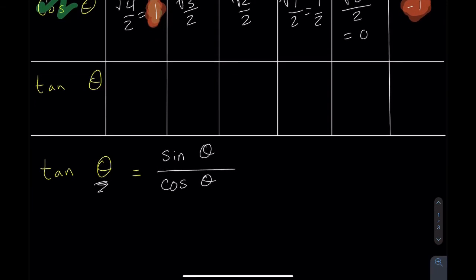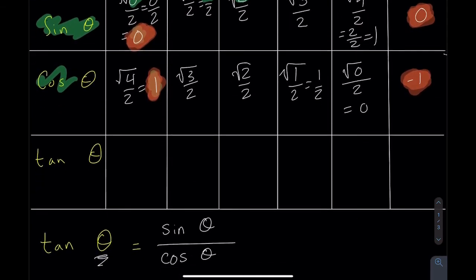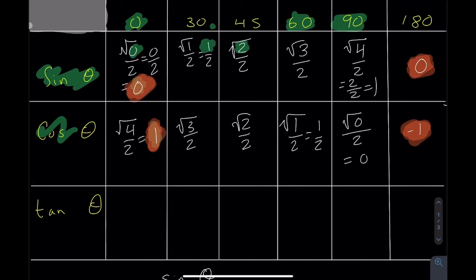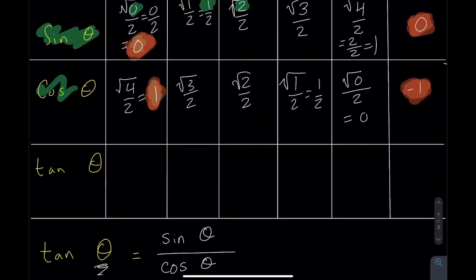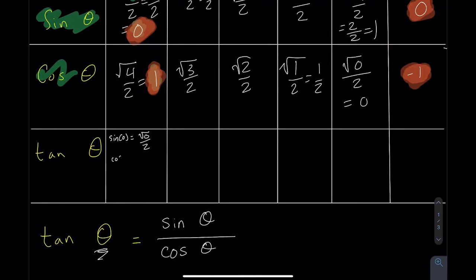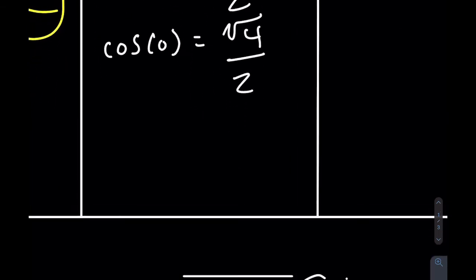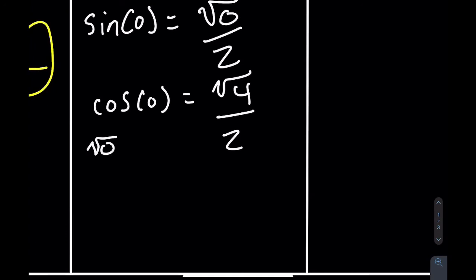Now, let's see what this looks like. So, for example, tan of theta 0. So tan of 0, we're going to be left with sine. So sine of 0 is equal to root 0 over 2, a little redundant, and then we have cosine of 0 is equal to root 4 over 2. Now remember, we have root 0 over 2 divided by root 4 over 2.